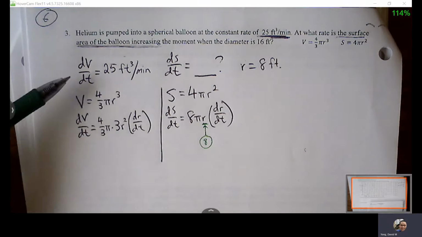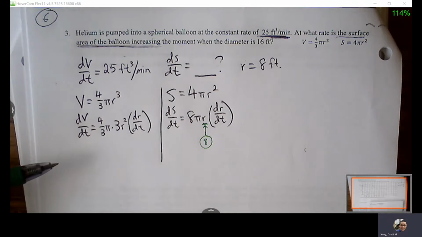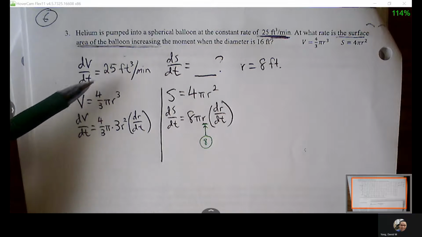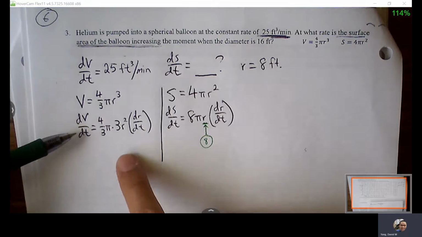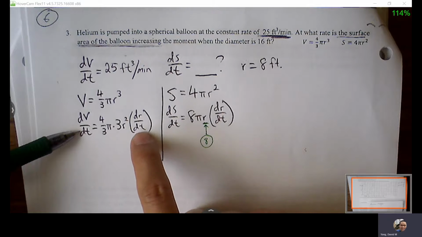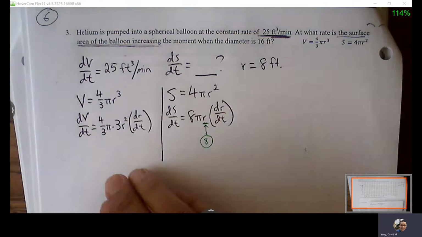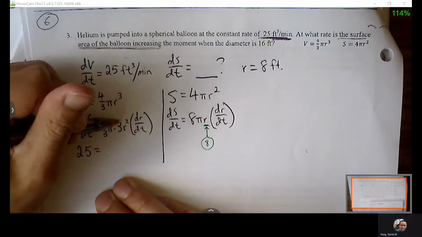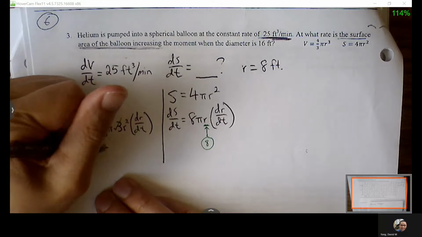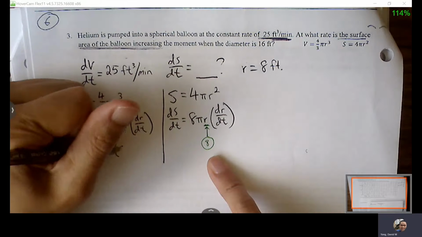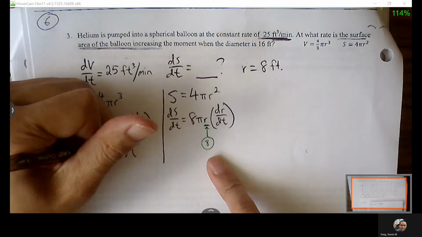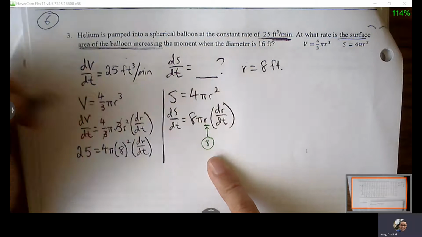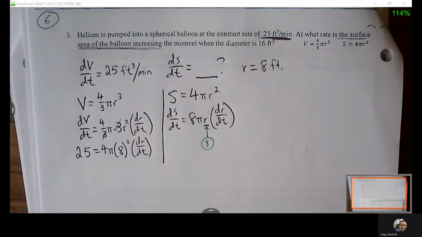So what can we do? Put in 8 for r, and then put in 25. Oh, 25. Good. So we have these two pieces, and that will lead us to dr/dt, right? Clean up along the way as well. So it's like a puzzle, right? We're just trying to find all the pieces that fit to get us to our answer.